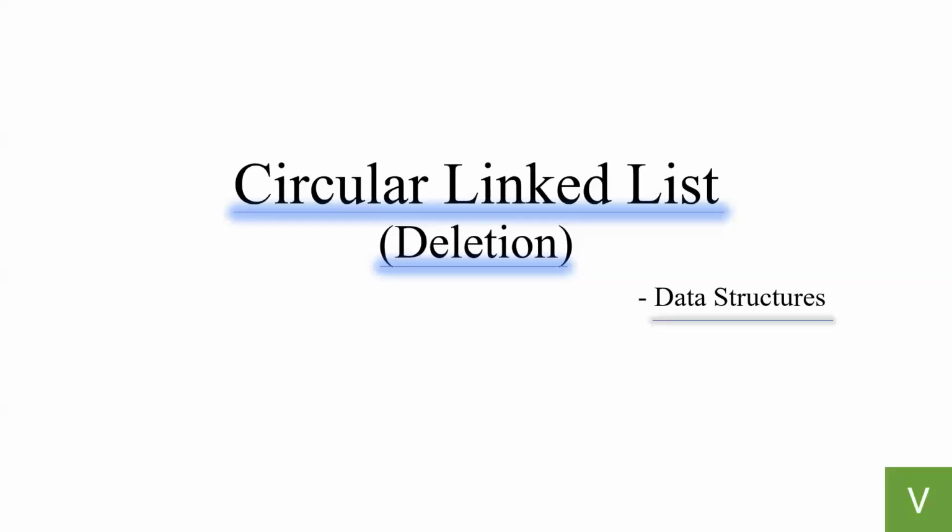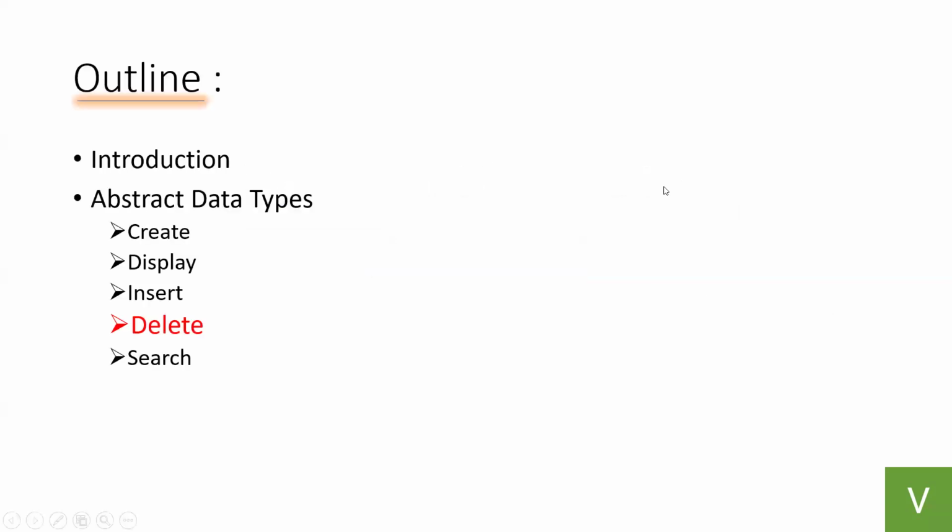In this video, I'm going to discuss circular linked list. I'm going to discuss what is meant by a circular linked list, and the different abstract data types: create, display, insert, delete, and search. In this video, I'm going to discuss only the delete function, how deleting an element works in a circular linked list. Create, display, and insert, I already discussed in the previous videos. So please watch them before watching this video for better understanding.